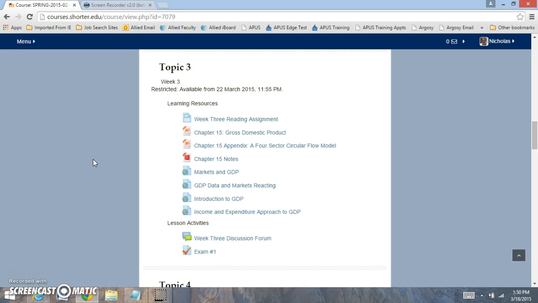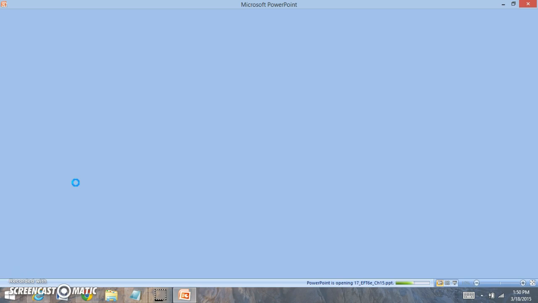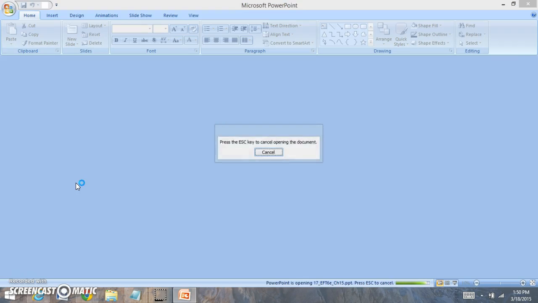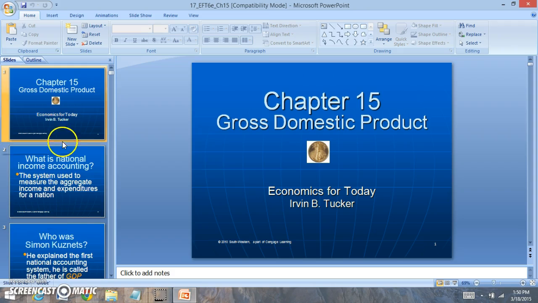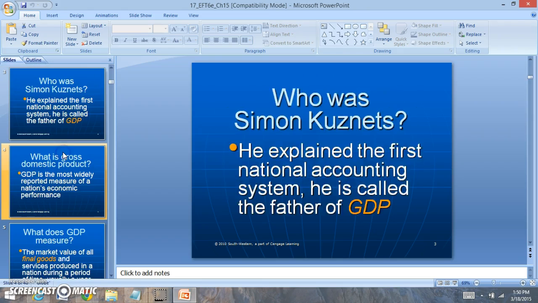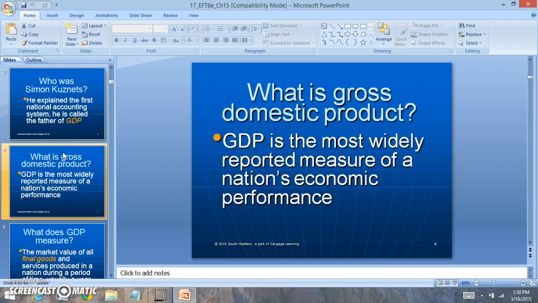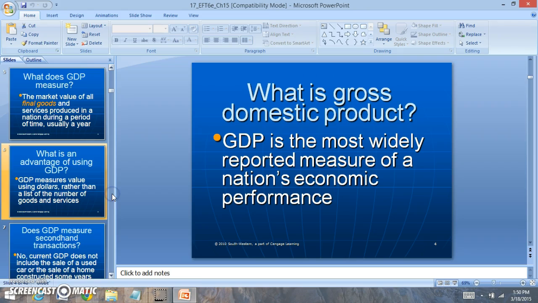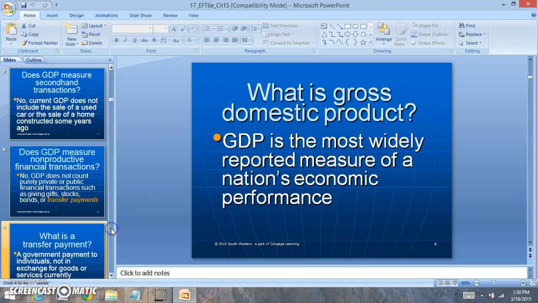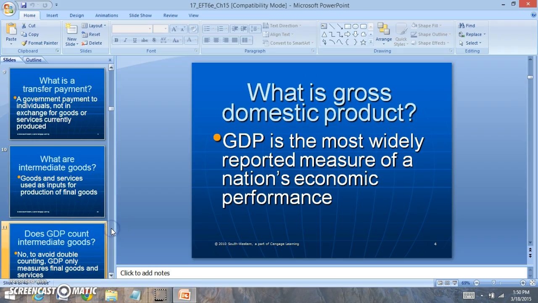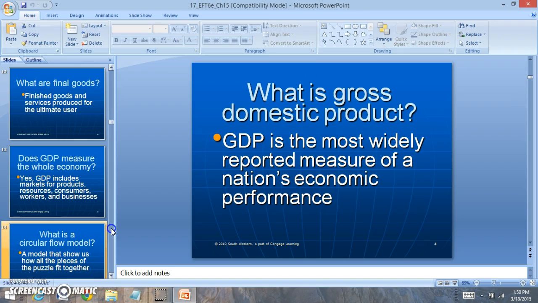For this week we're going to be looking at the role of GDP and how it influences our economy. You'll notice that GDP is looking at how our economy is adding up our wealth, and we add up our wealth with a couple different components. GDP is the most widely reported measure of economic performance because it's measuring 4 different components in our economy. It's measuring consumers, businesses, government, and net exports.